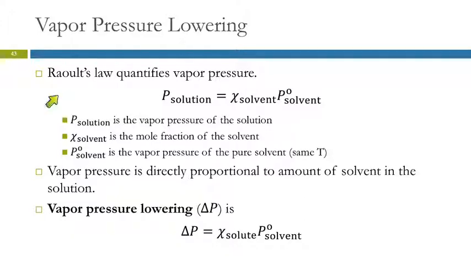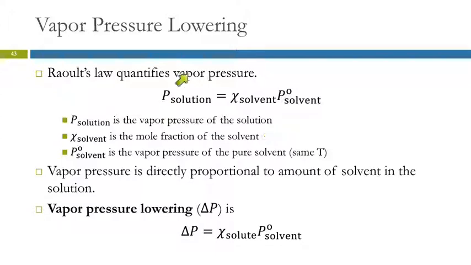This is quantitated using Raoult's law, which says that the partial pressure of a solution is equal to the mole fraction of the solvent times the vapor pressure of the pure solvent. So P solution is the vapor pressure of the solution with the solute in it, and the mole fraction of just the solvent by itself, and the vapor pressure of the solvent when it's pure. And that has to be at the same temperature as this P solution we're measuring.